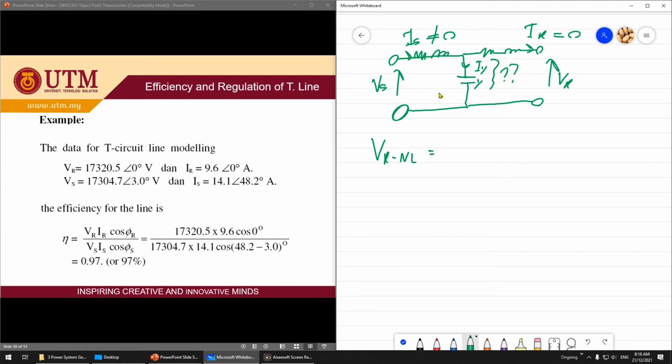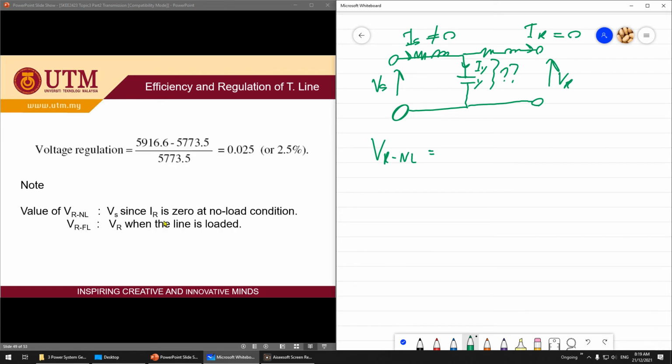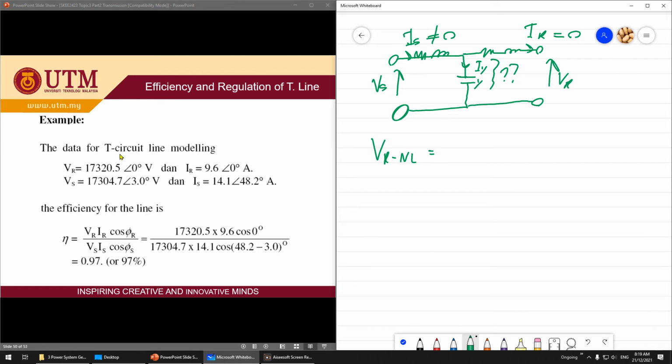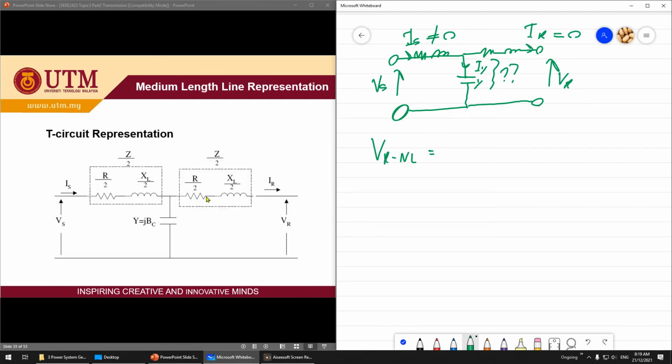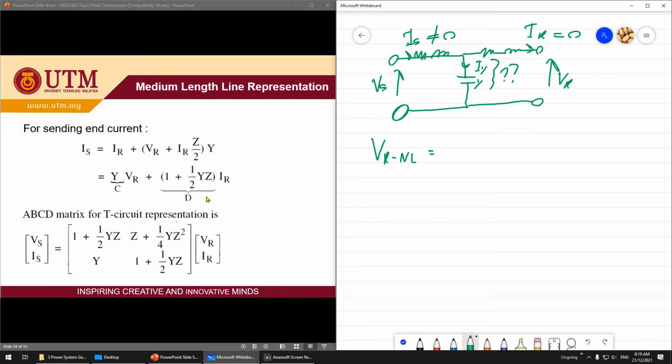Okay, so how to do this? You have to look back at what model you use. This is the T model, and recall the formula for the T model, this one. You can see here Vs, the sending voltage, is equal to this. IR is equal to 0, and VR we want to know. So let me extract the formula first.